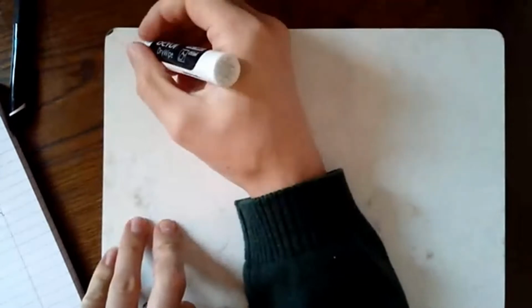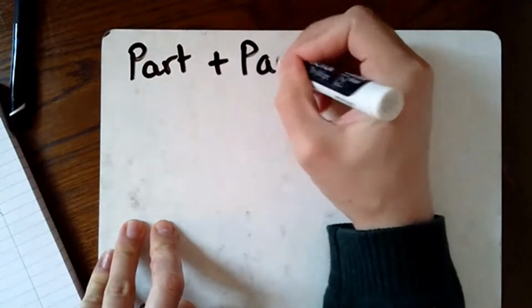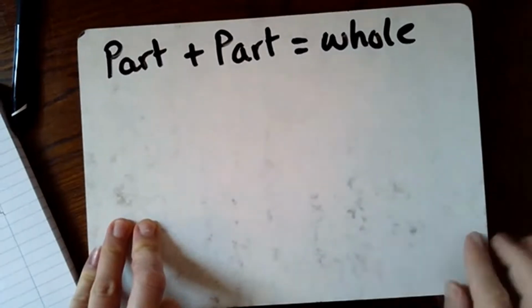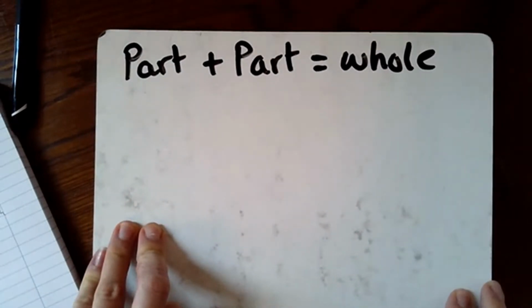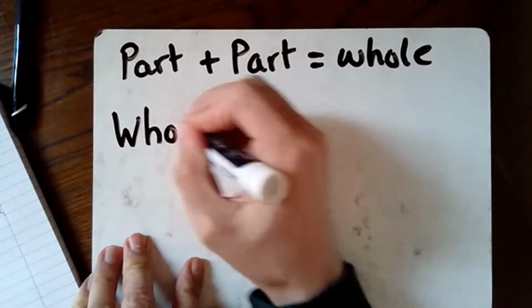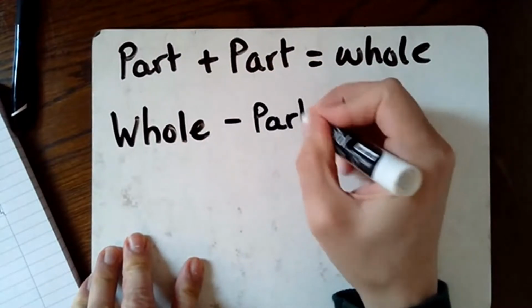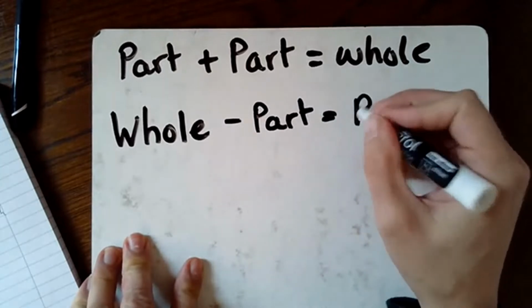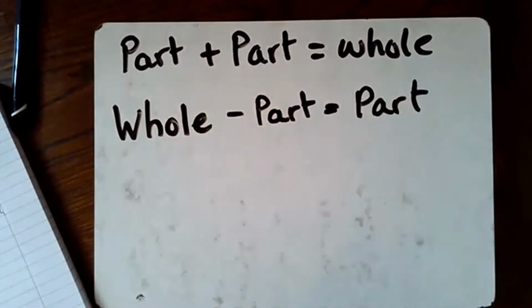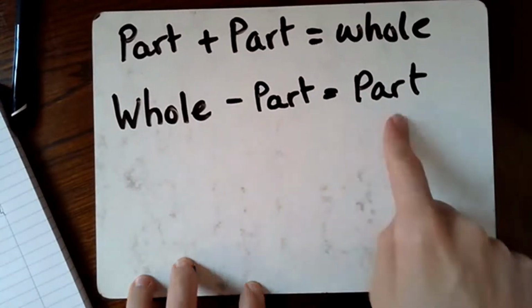Yesterday we were looking at part add part, and we said that equals the whole. Part add part equals the whole. What we also must know today is whole subtract part equals part. So if part add part equals whole, the inverse of addition is subtraction. We can say whole subtract part equals part.